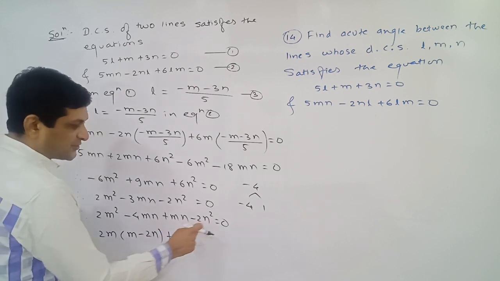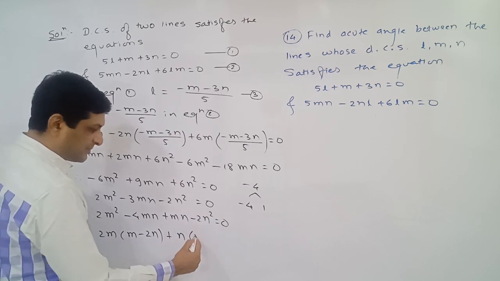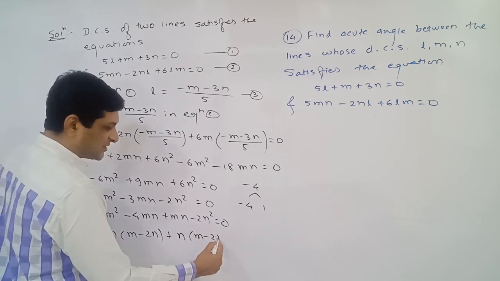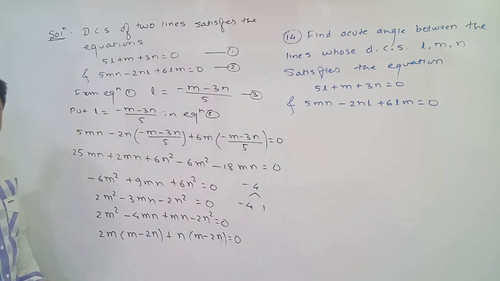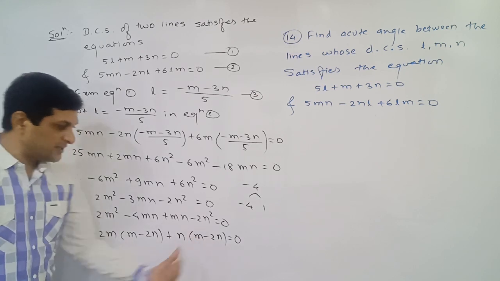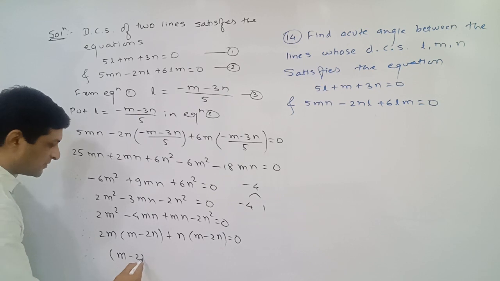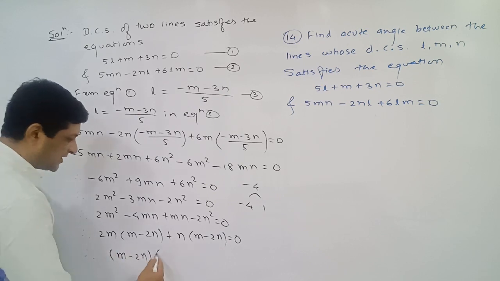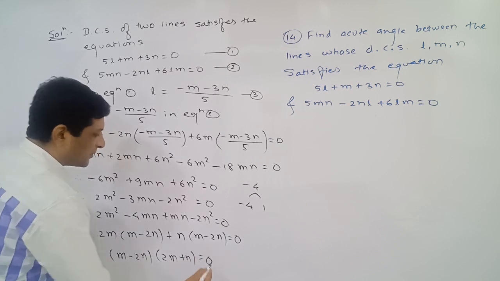Plus, now from the last two terms we are able to take n common. If we take n common, the remaining term here is m and here it is minus 2n. On this side 0, keep it as it is. Now if you observe both terms, we are able to take m minus 2n common from both. Taking m minus 2n common from the first term, the remaining term is 2m, and here the remaining term is n, equal to 0.